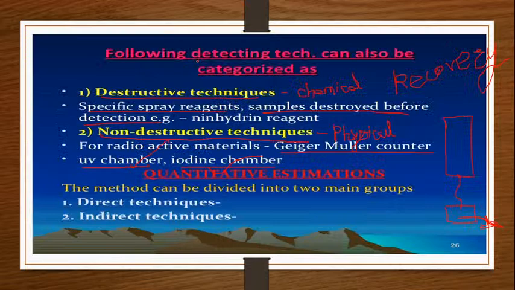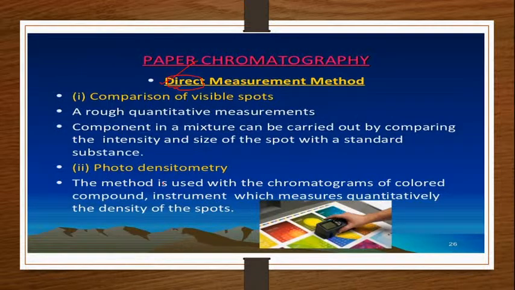Remember, these two techniques are there for quantitative estimation. So we are not concerned with the qualitative estimation from here onwards. From here onwards we are focusing more on quantitative estimation. That quantitative estimation can be classified into two types, direct techniques and indirect techniques. Direct techniques are further classified into two to three types. By using different techniques you can go for direct measurement.